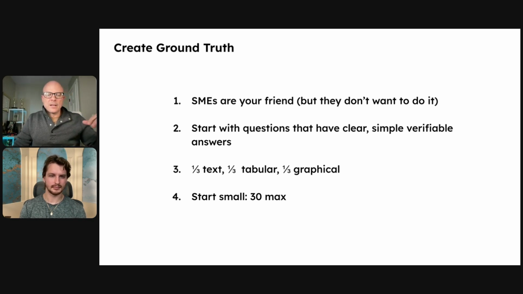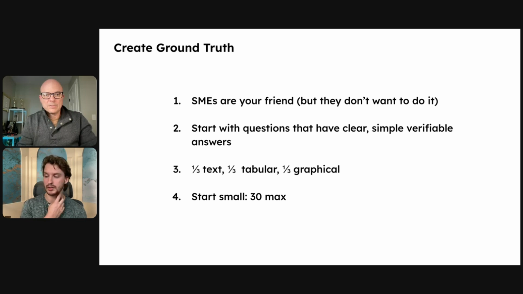Next, start small, again, like the documents, 100 pages, 30 questions. Start with something you can deal with. You're going to build it to 100 questions. You can build it to a couple of hundred, but don't start there. And lastly, and I think this is most important, a third. We call it the rule of thirds in our company. And Daniel, why don't you explain what the rule of thirds is with ground truth?